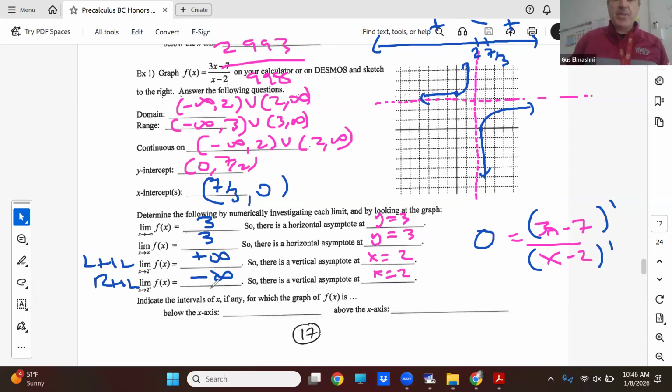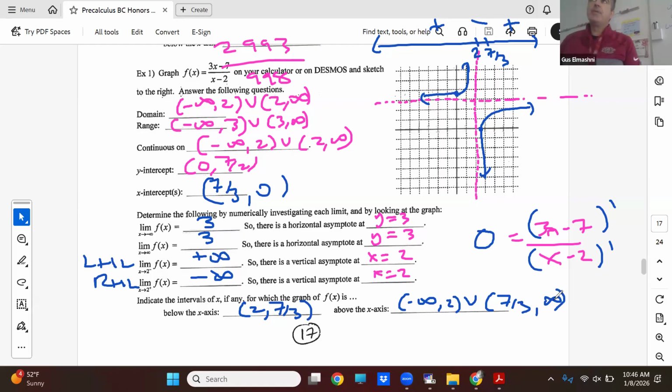And when am I below the x-axis? Definitely from 2 to 7/3. And you can keep it as an open interval. And you're positive from negative infinity to 2, and from 7/3 to infinity. And actually, I don't want to include the 7/3 because when x is 7/3, y is 0. Is 0 positive or negative or neither? Neither. Yeah. And so then you're not really positive or negative, right? So we want to exclude them.